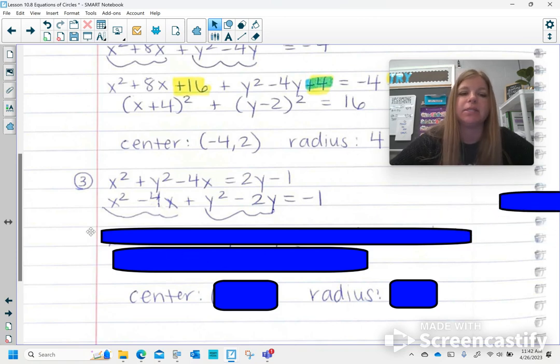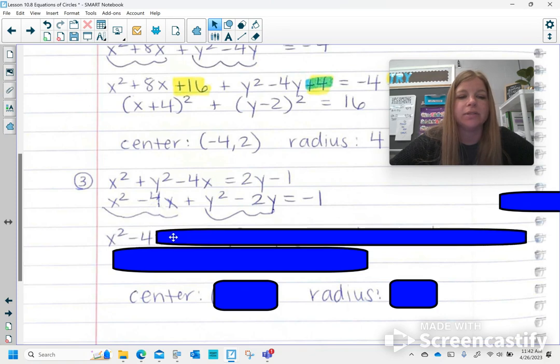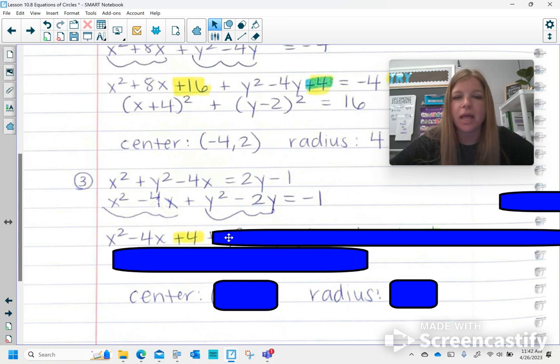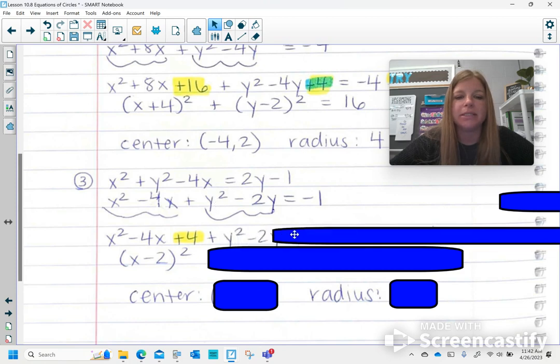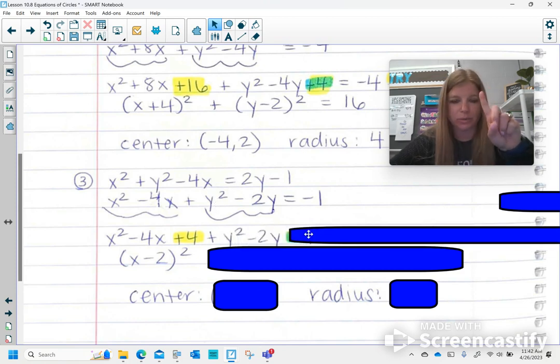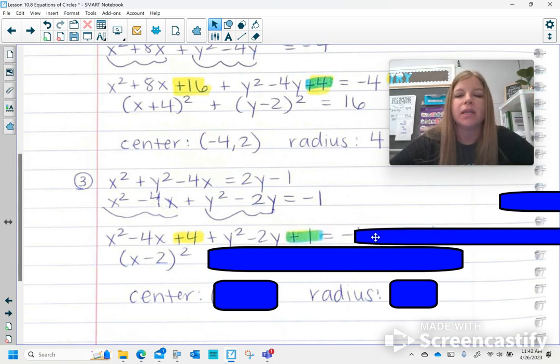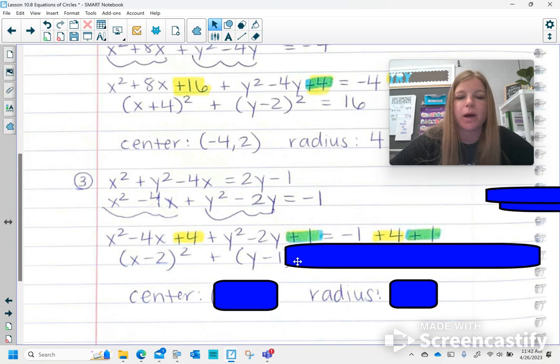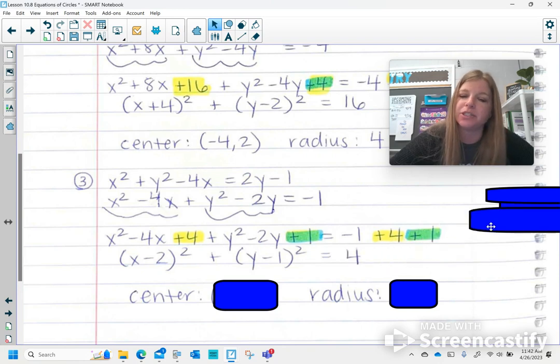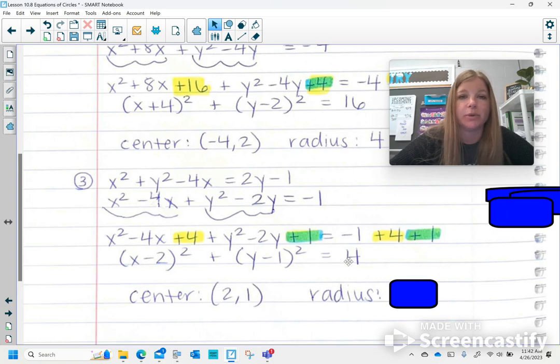Okay, now I need to complete my square. x squared minus 4x, you take half of 4. Half of 4 is 2. 2 squared is 4, so I'm going to add 4 at the end. That trinomial factored is x minus 2 squared. Then I look at y squared minus 2y. Half of 2 is 1. 1 squared is 1. I'm going to add 1. Then if I added 4 and 1 on the left-hand side, I need to add that onto the right-hand side of my equation. Oh, I forgot to factor this one. This one becomes y minus 1 squared equals negative 1 plus 4 plus 1, which is just 4. And now I can pull up the center and the radius. The center would be 2, 1, and my radius, the square root of 4, is 2.